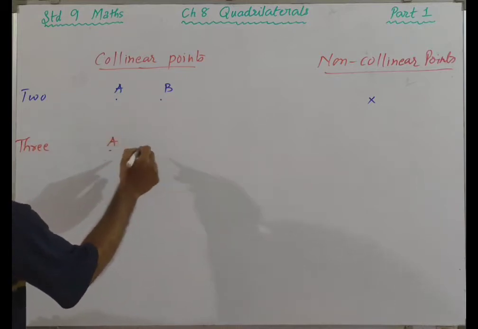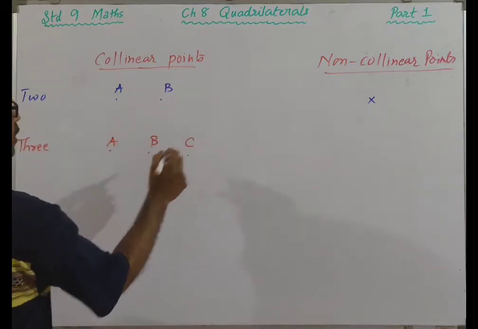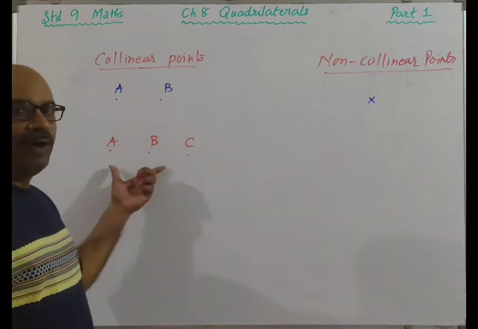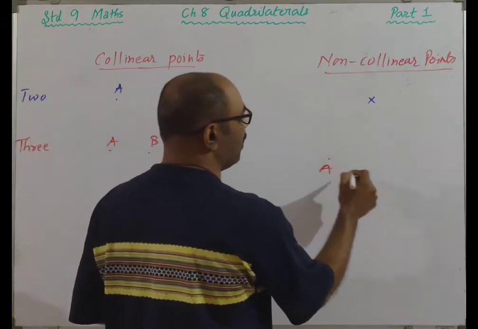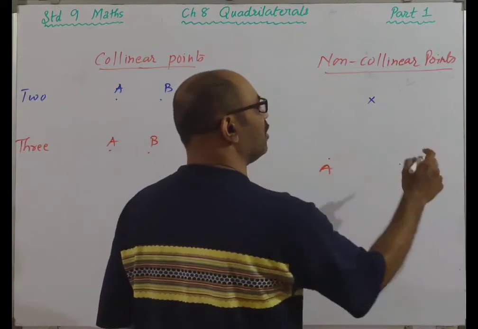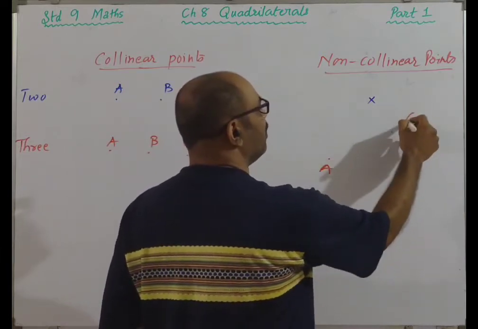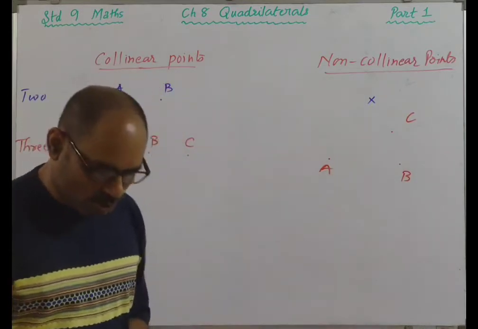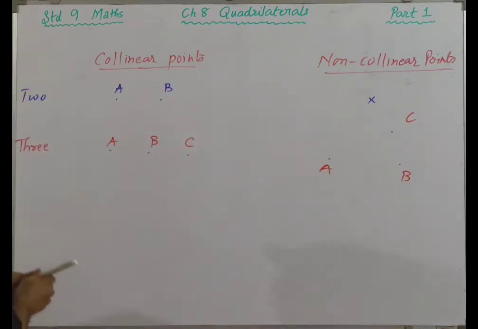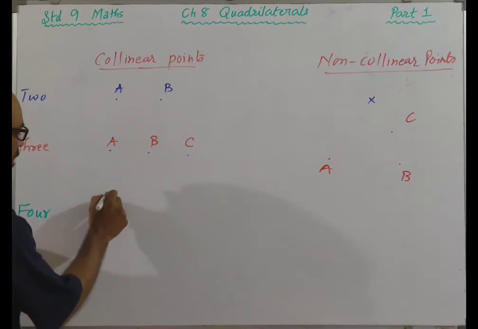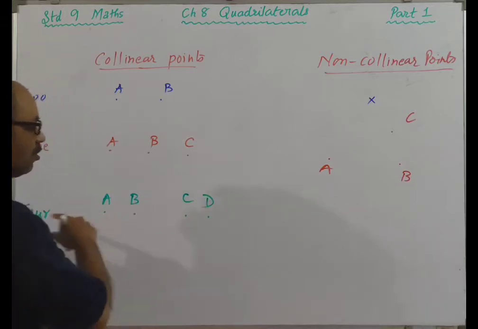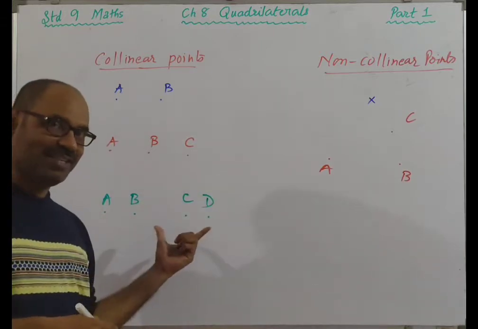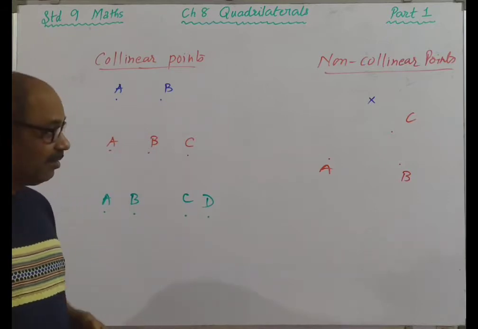A, B, C. Imagine these points are on the same line. So they are collinear. Now, non-collinear. So A is here. B is here, C will not be on the same line, it will be different, so C is here. So these are 3 non-collinear points, correct? Now I am going to take 4 collinear points, A, B, C, let's say D. Imagine these points are lying on the same line, so there are 4 collinear points.